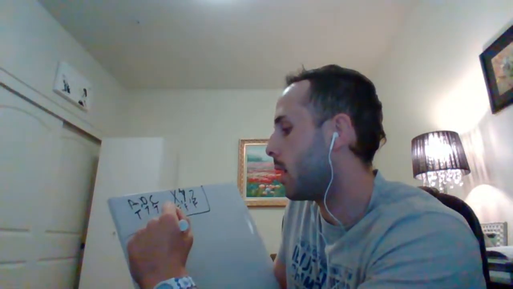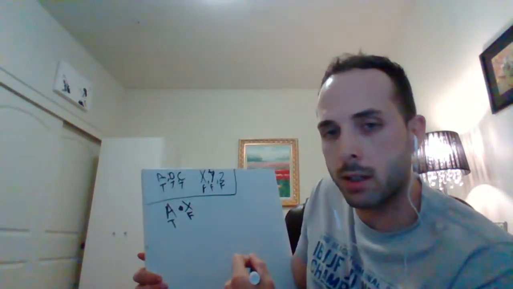So I have A and X. We did this. T and F. Go back to the definitions of our operators. This is going to output an F. That's 1.